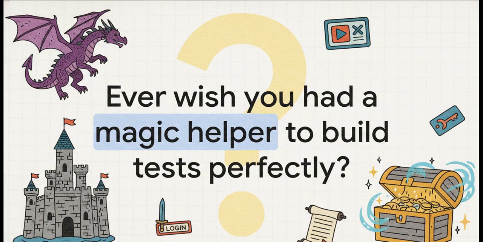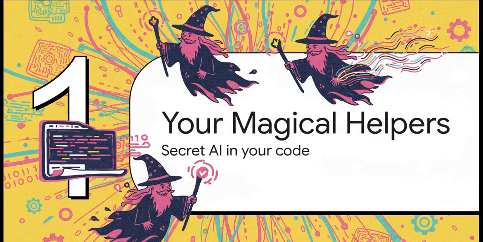But what if you had a magic helper to do all that boring checking for you? Well, guess what? You're in luck, because hidden inside a lot of the coding tools we use, there are these powerful AI helpers just waiting for us. You can think of them as your own personal team of coding experts, or, as we love to call them, your 3 AI wizards. They're here to help with all the tricky stuff, and one of their absolute best tricks is helping us test our code to make it perfect.